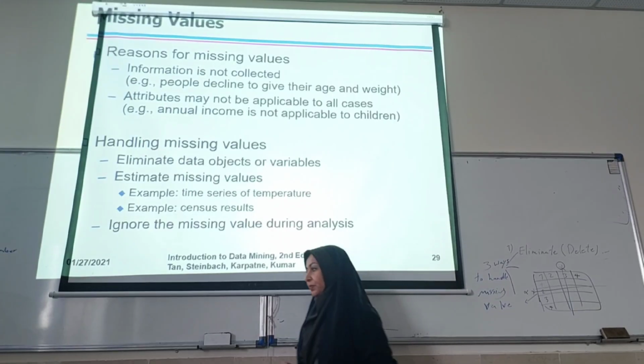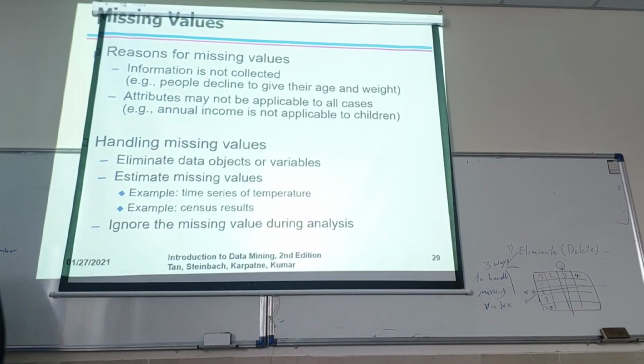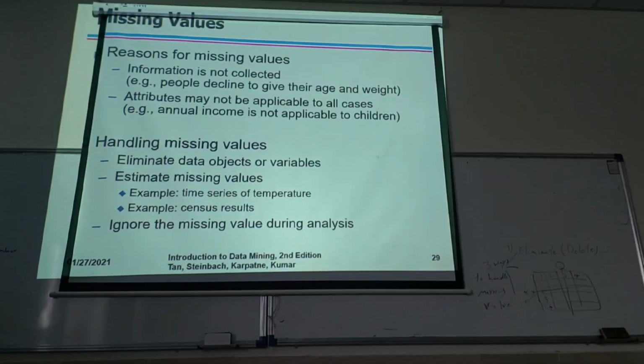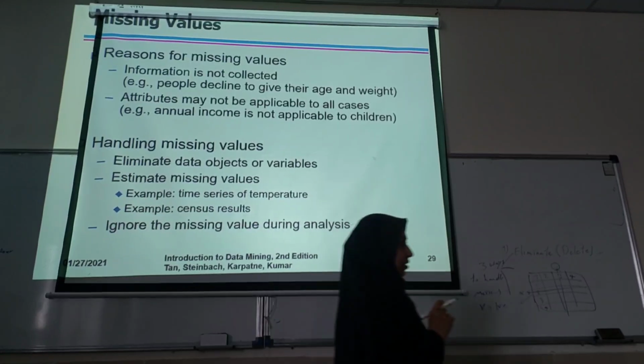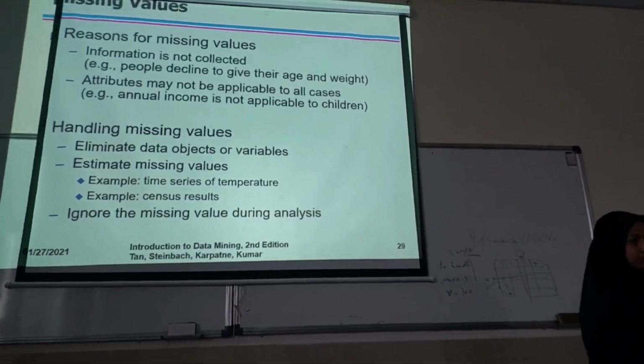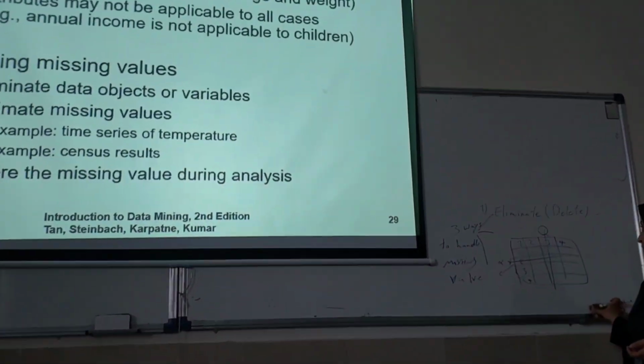Okay? So the first way is to eliminate a data object or variable for handling missing values. The second way is to estimate the missing value, meaning to assume or substitute a value.